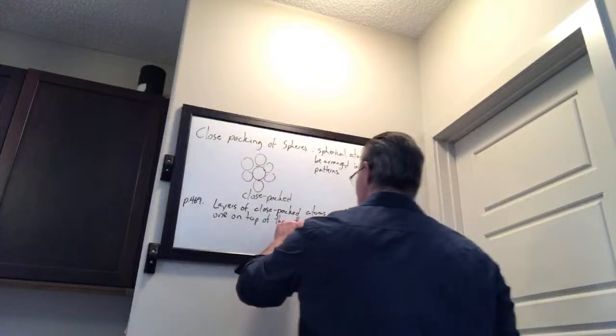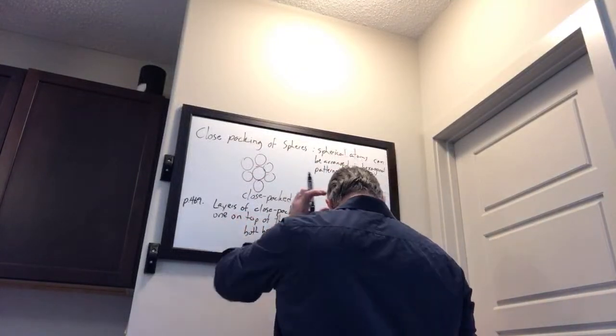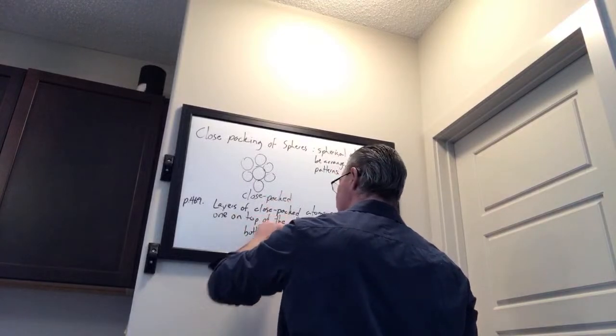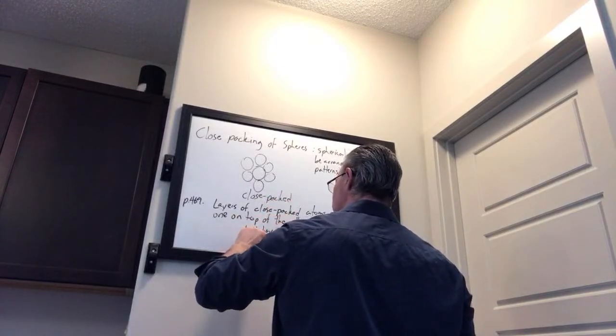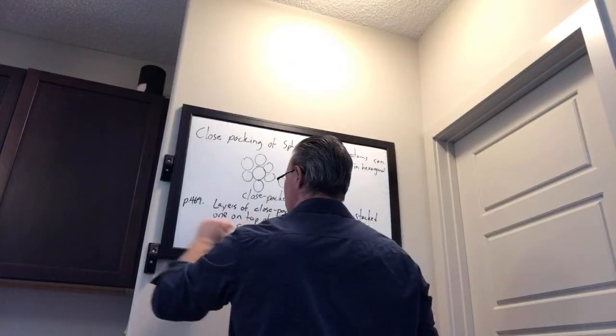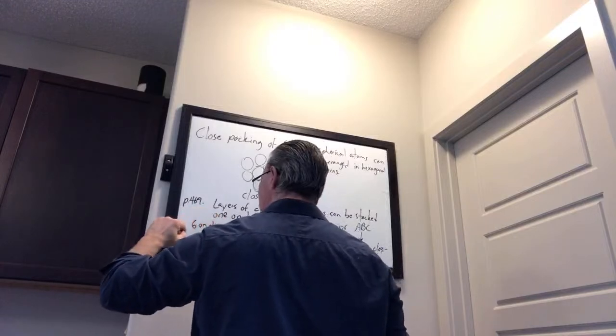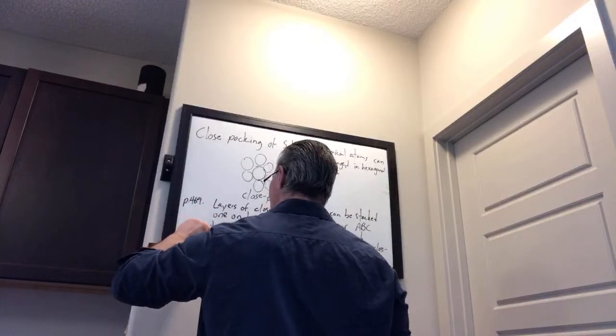So both of these have 12 neighbors. So it's 6 on plane, 3 above, and 3 below.